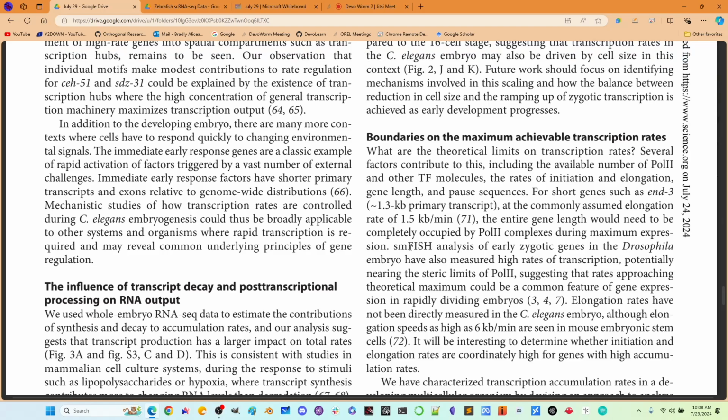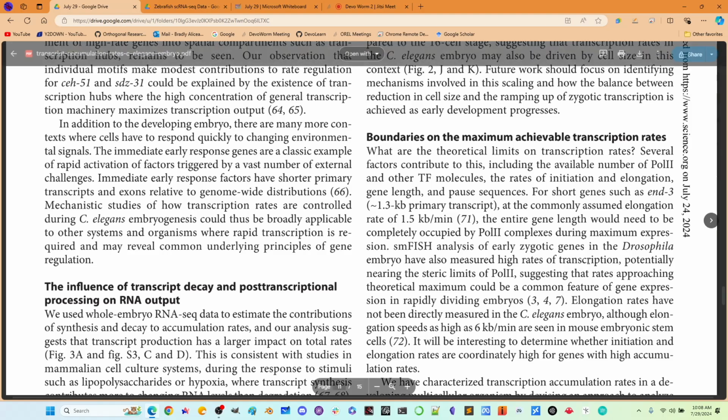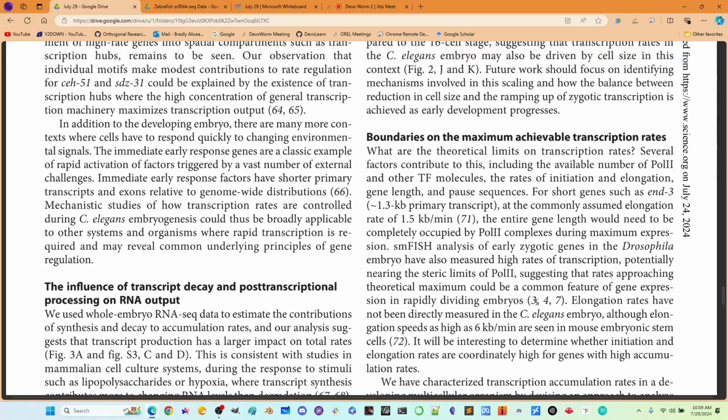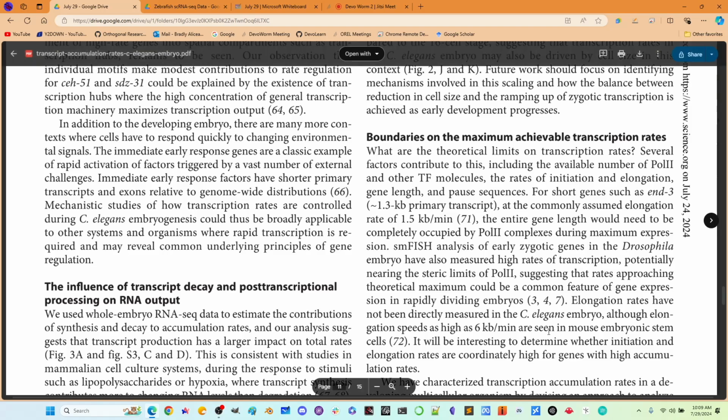So there is a limit. There is a limit to a transcription rate, practically speaking. A FISH analysis of early zygotic genes in the Drosophila embryo has also measured high rates of transcription, potentially nearing the steric limits of POL2, suggesting that rates approaching theoretical maximum could be a common feature of gene expression in rapidly dividing embryos. So this is where you reach this theoretical maximum related to how many POL2s you can get onto a chromosome or onto a coding region of a gene, and how fast it moves, and all of that. So this is actually maybe a common feature of rapidly dividing embryos.